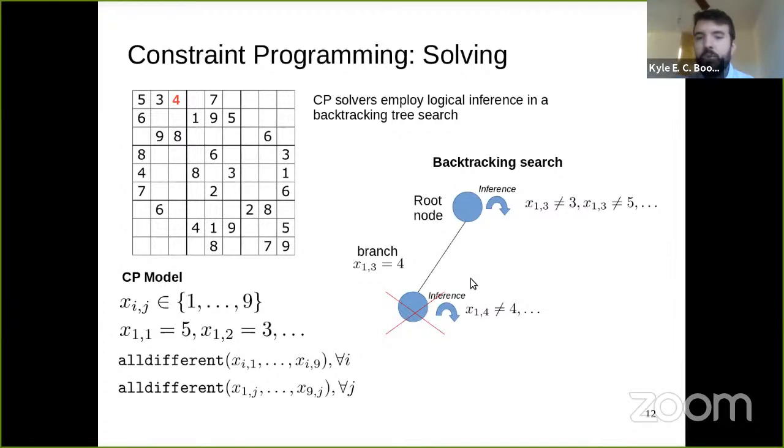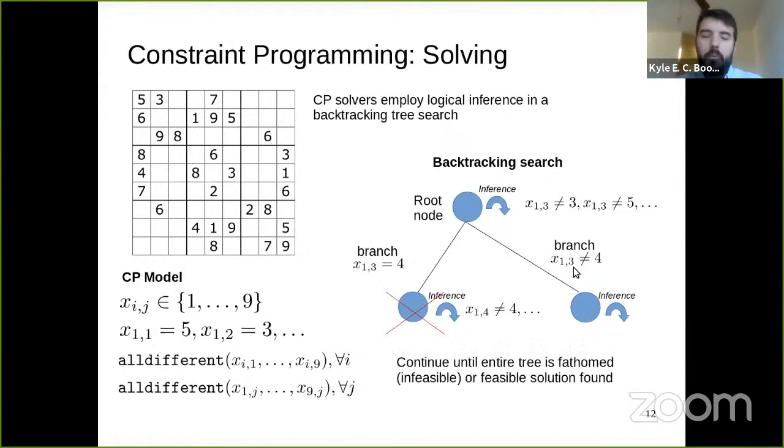And so we kind of prune this subtree, do a backtrack, and then we're going to make the opposite guess. So we're going to say that x13 is not equal to 4. And we're going to perform more inference. And we're going to continue with this procedure essentially until the tree is fathomed and we can prove the CSP is infeasible or a feasible solution is found.